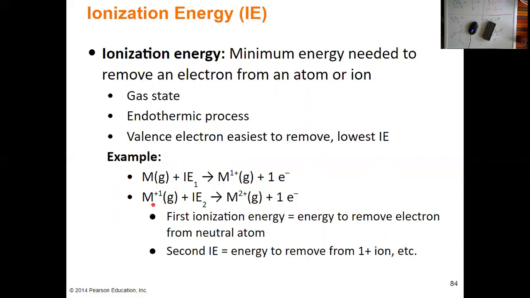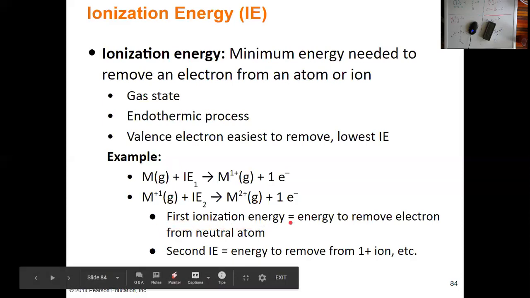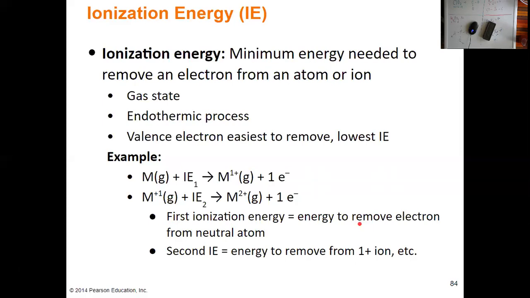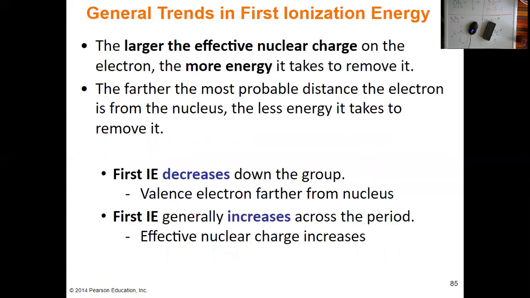A second ionization energy is when we take the product from the first ionization process and now we remove an additional electron from it. Then we get a product with a +2 charge and another electron as a product, all right? So when we say first ionization energy, we're literally talking about the energy that is required to remove the first electron from a neutral atom. The second ionization energy is the energy required to remove an electron from a +1 cation.